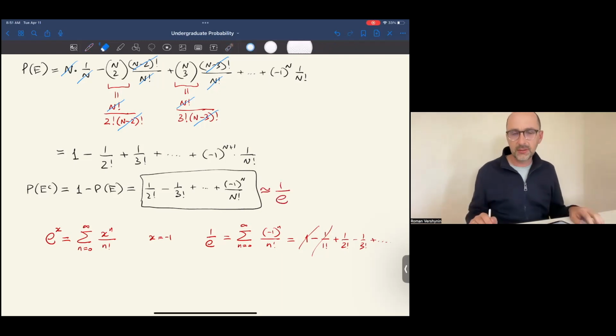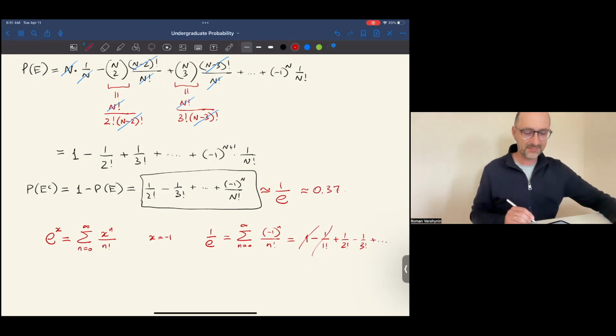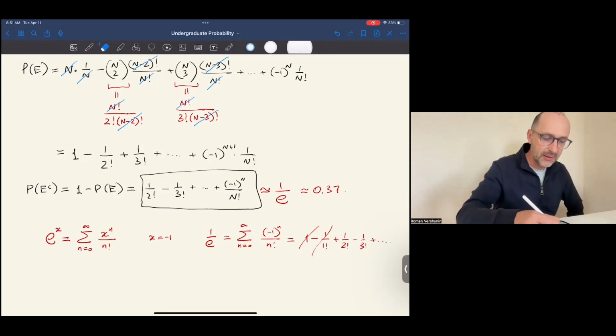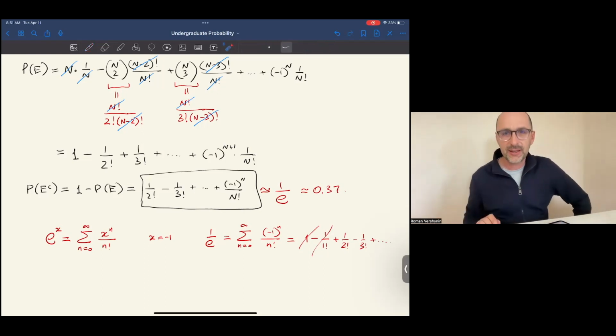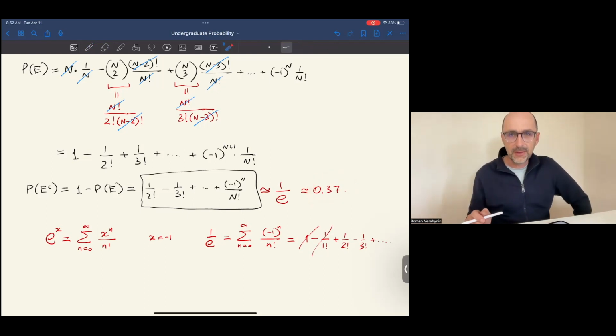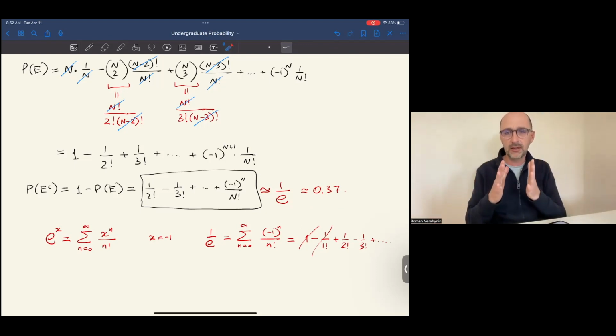For large n, it becomes closer and closer to that value, 1 over e, which is approximately 0.37. So for a large class, the probability of a derangement, that no one gets their own exam, is about 0.37. What's interesting is that if the class gets larger, the probability is not making it more likely or more unlikely. It stabilizes around the same number, 0.37.